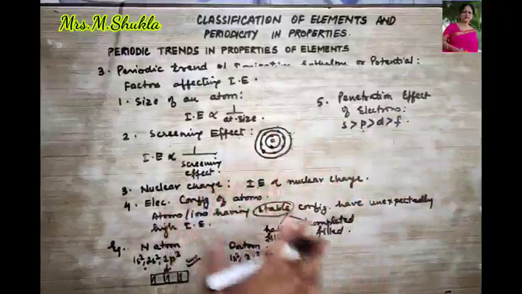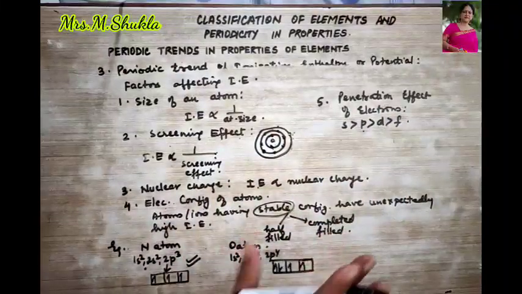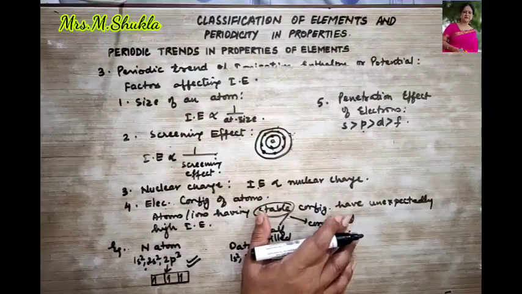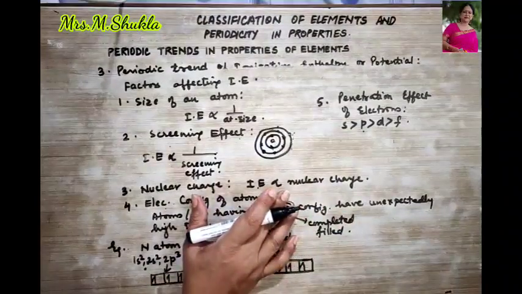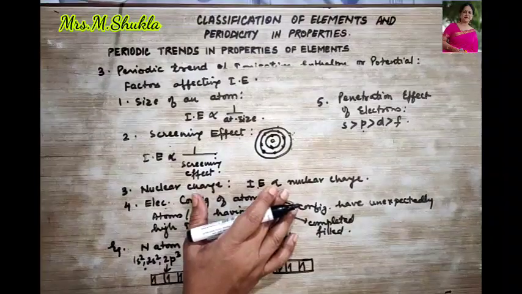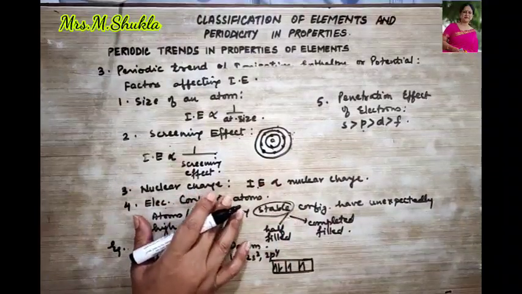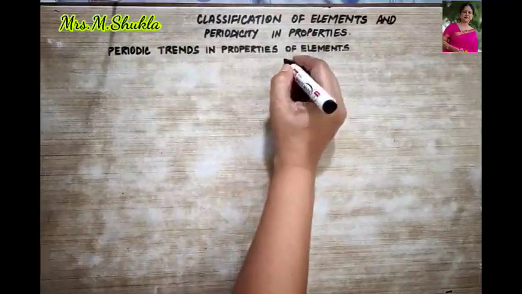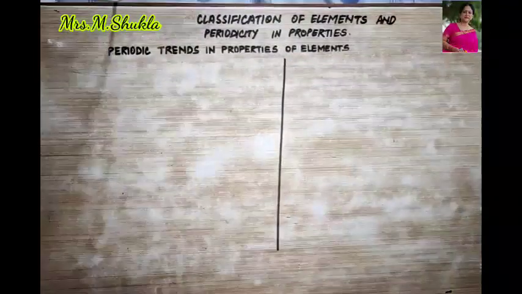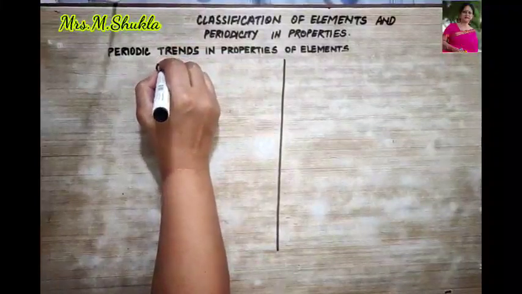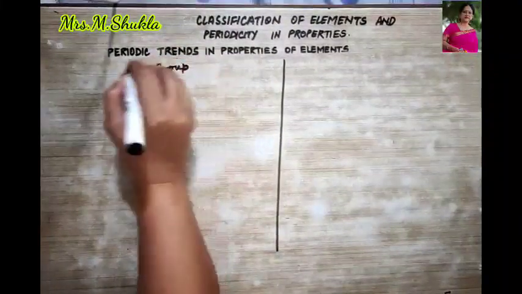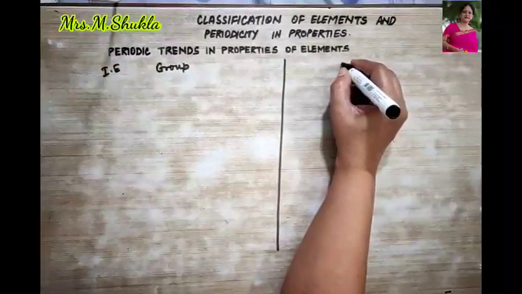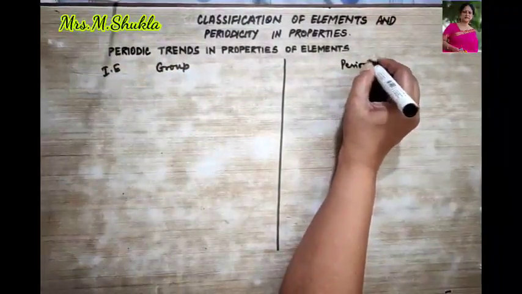So I hope all the factors are clear to you. The successive ionization enthalpy is clear to you. Now we are going to understand the trend of ionization enthalpy of elements across the period and in the group. Now let me divide it into two. That is, we are going to discuss the ionization enthalpy in the group and in the period.